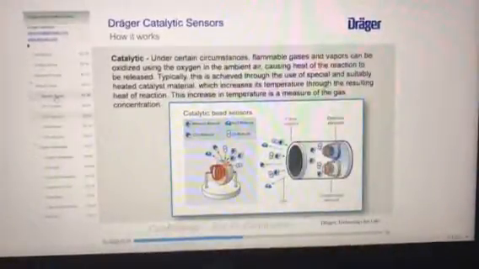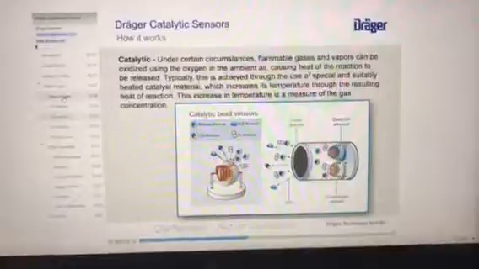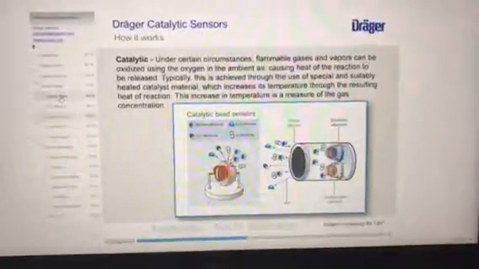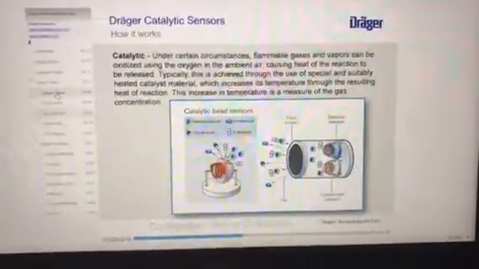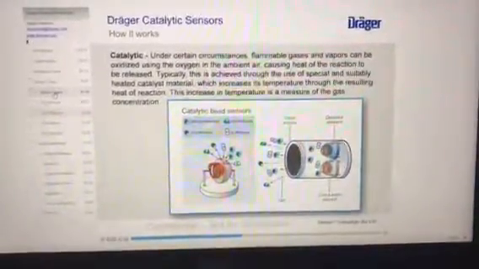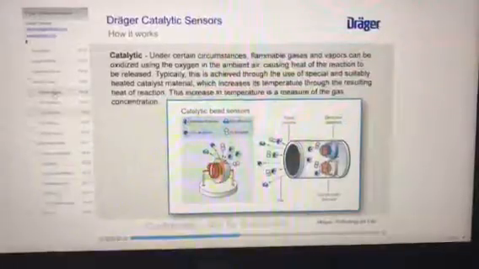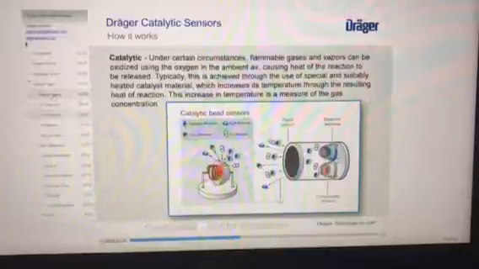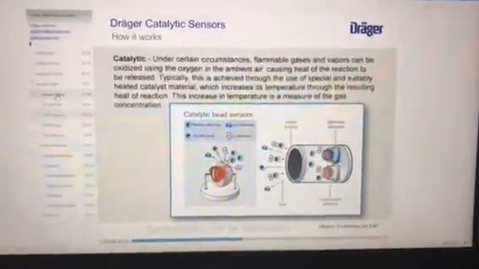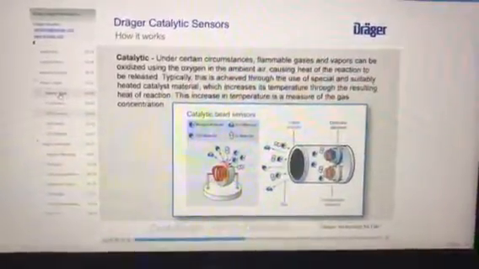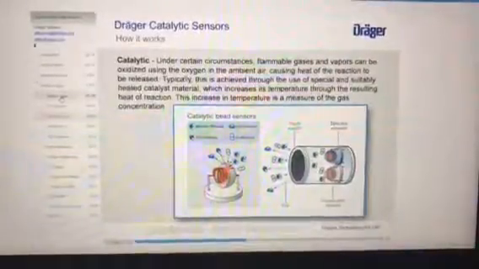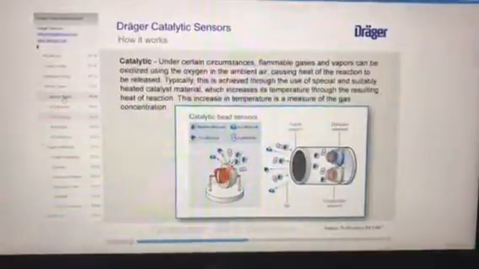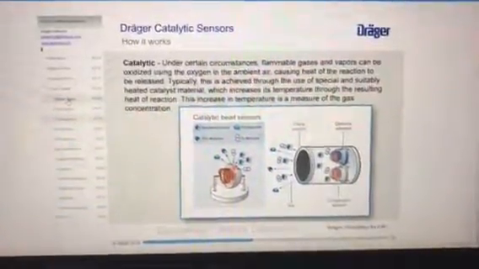Let's review the process again by looking at this diagram. As you can see, there is a flame arrestor screen that allows the gas to enter the sensor chamber, but does not allow a flame that may be generated by the reaction to escape out of the sensor. There are also two coiled platinum elements called the detector element and the compensator element. The detector element is coated with a catalyst, and the compensator element does not have the catalyst on it. Both elements have voltage applied to them at the same amount at the same resistance.